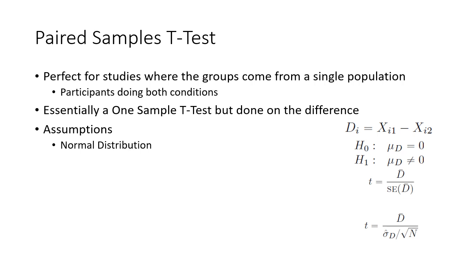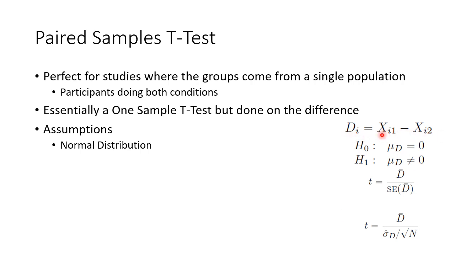The paired samples t-test is essentially just a one sample t-test, but run on the difference between the groups or conditions. So in the instance where we are running a paired samples t-test, we create another set of data that consists of the after condition minus the before condition, and that's this right here.